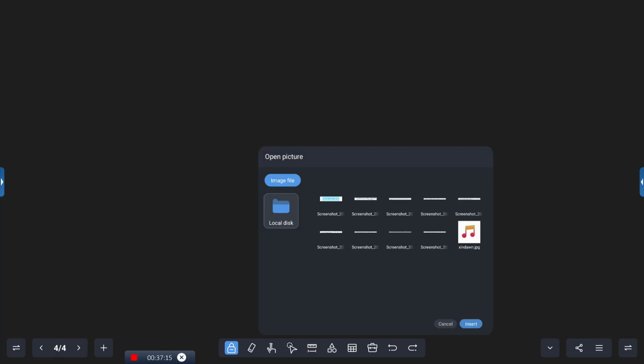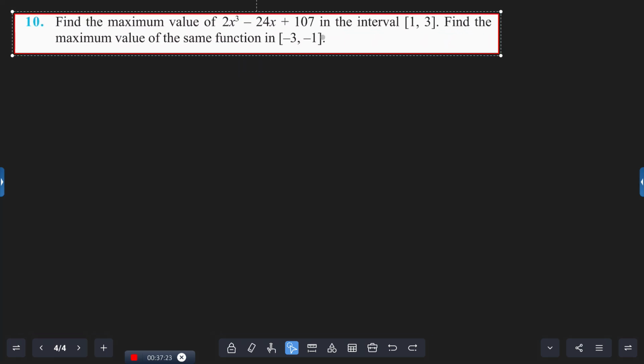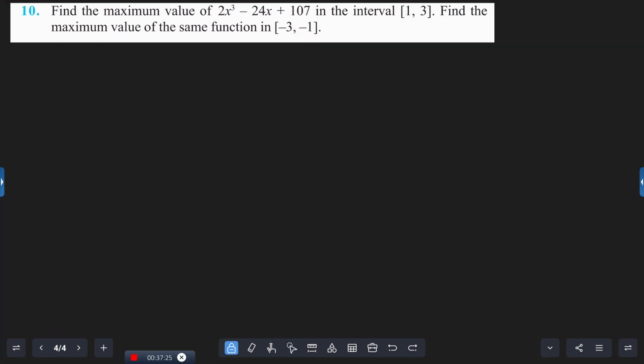Okay, we are going next. Question number 10. For the 10th one, an algebraic function is given, not trigonometric. Listen, find the maximum value. f(x) = 2x³ − 24x + 107 in the closed interval [1, 3]. Find the maximum value, same function and one more interval.